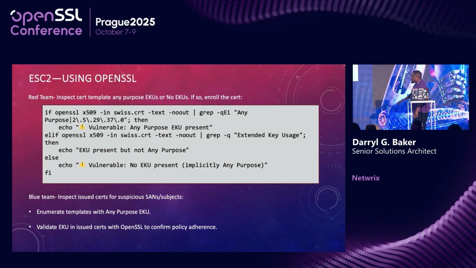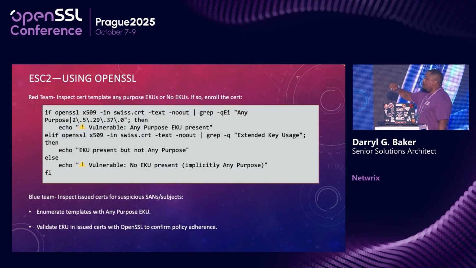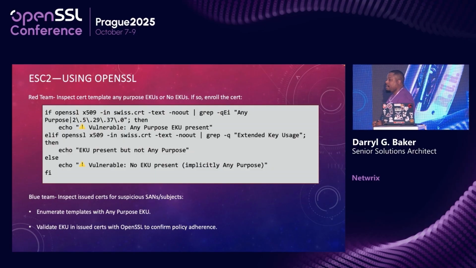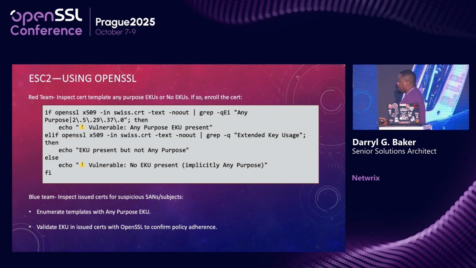All it's looking for is the presence of the any purpose EKU or the presence of no EKU. What's interesting is if you find a Windows certificate and it doesn't have any EKUs present, this is by default known as a subordinate CA certificate. So what that means is you can use that certificate to sign other certificates. Even if this is a low-level certificate, it might have the ability to sign for a certificate that has more privileges or a certificate that can do other things.